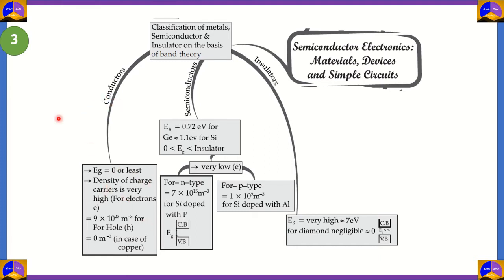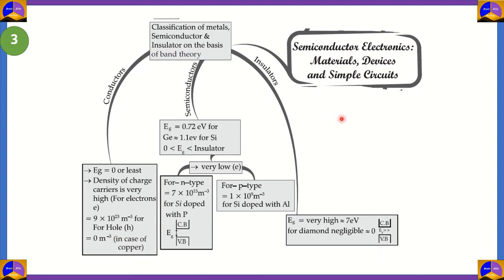In conductors, electrons are mainly the charge carriers, and sometimes holes can become charge carriers too. There are 9 into 10 raised to 23 holes per meter cube for a conductor. In case of copper, it's a special case, there are no holes, so it's 0 holes per meter cube.